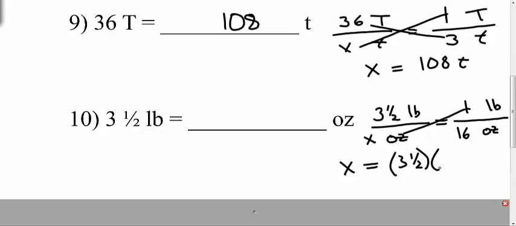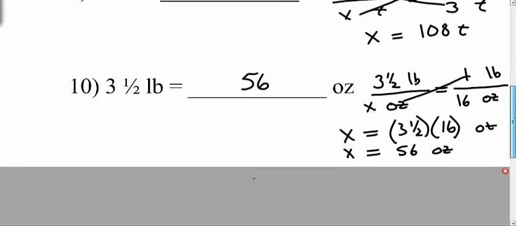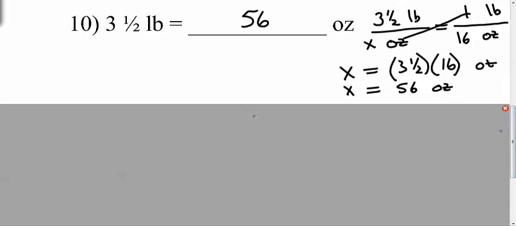3.5 times 16 ounces. And I know 3 times 16 is 48, and a half times 16 is another 8. So 48 plus 8 is 56 ounces. Again, that's 3.5 times 16. So that's basically 48 plus 8, which is 56. And you are allowed to use your calculator if you need to do that calculation.